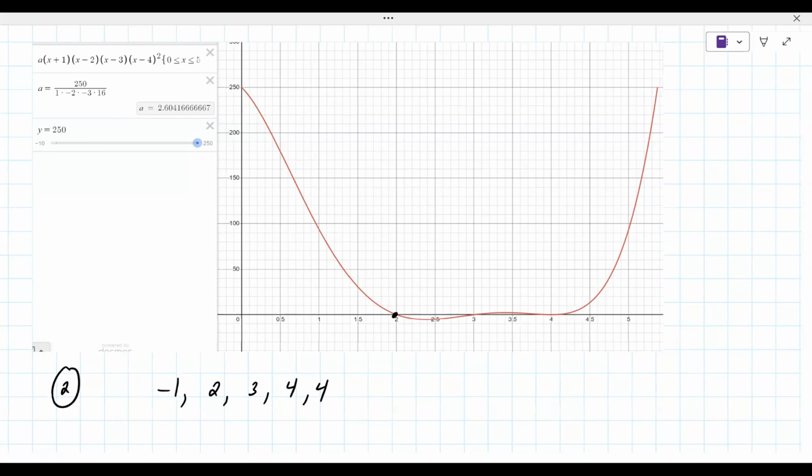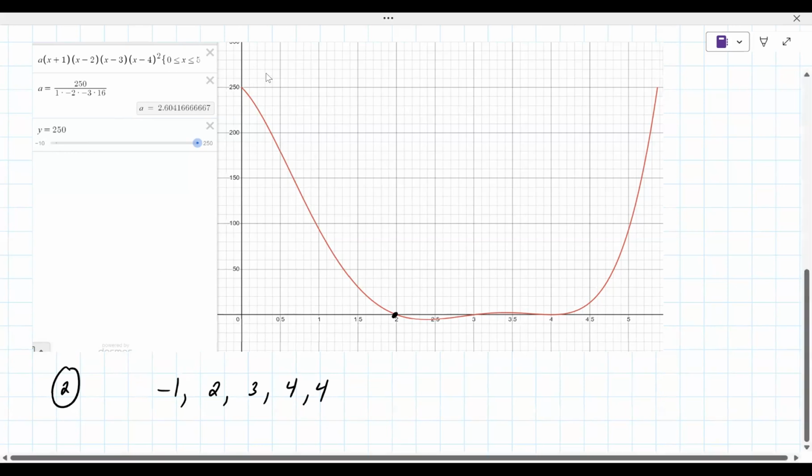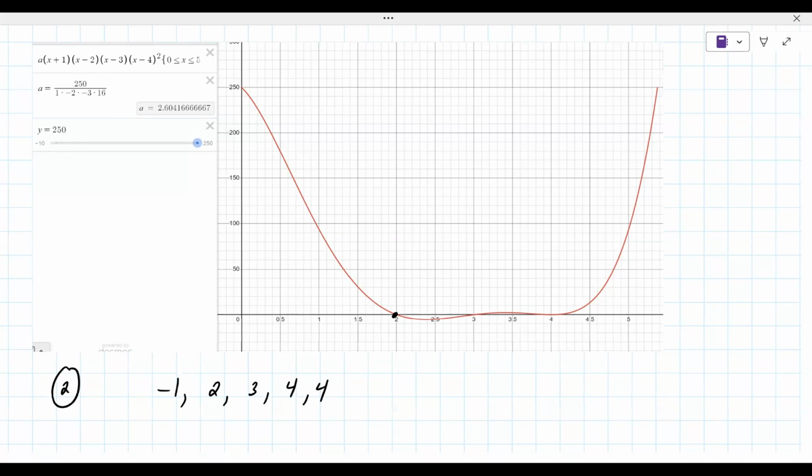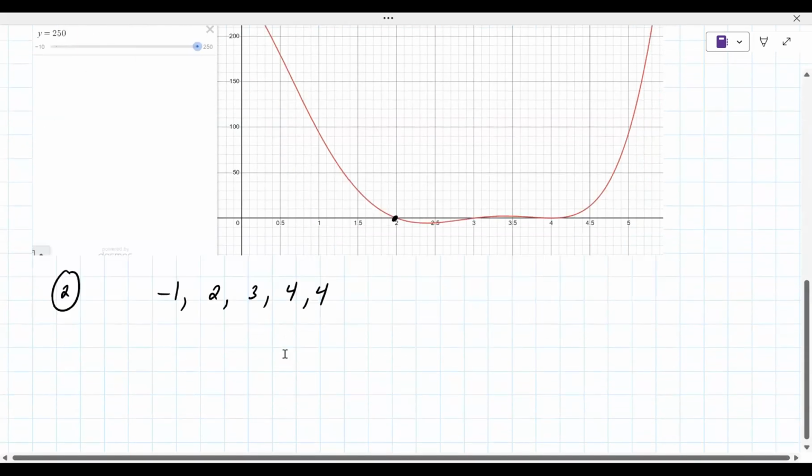I'm sort of going back and forth on how I think about this, because if they're not in the domain, they're not zeros, but they're required to get this picture. So I don't really know what the instructor wants. I think they want it though. I'll just say that.